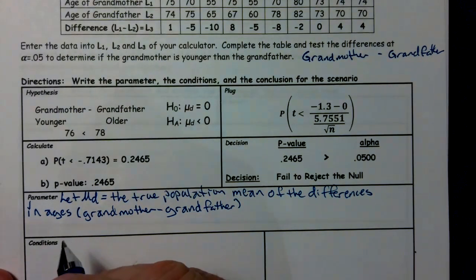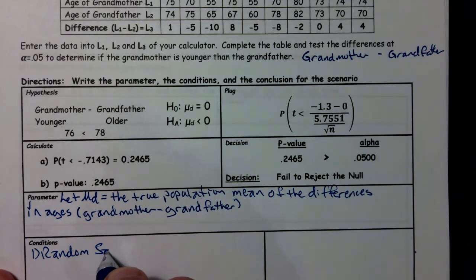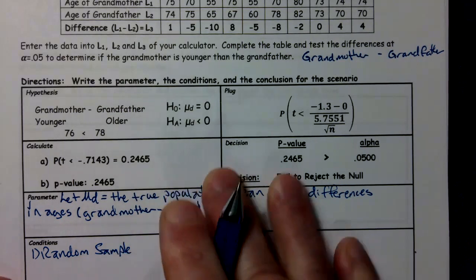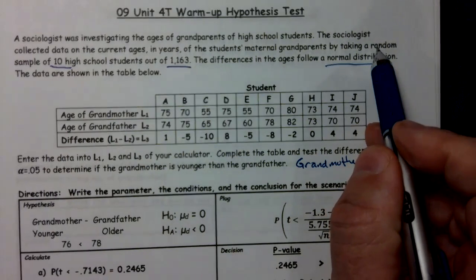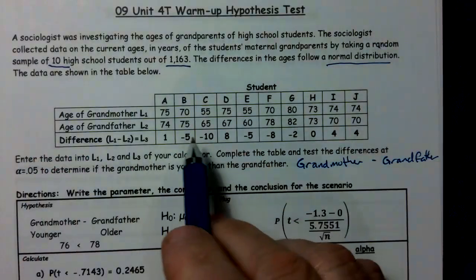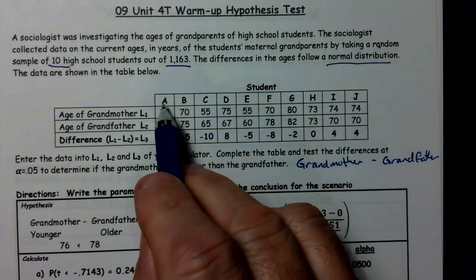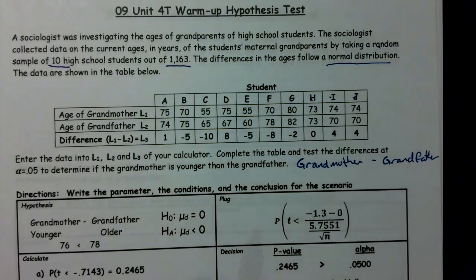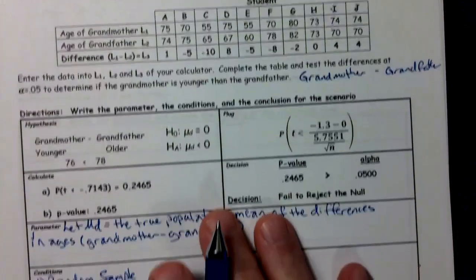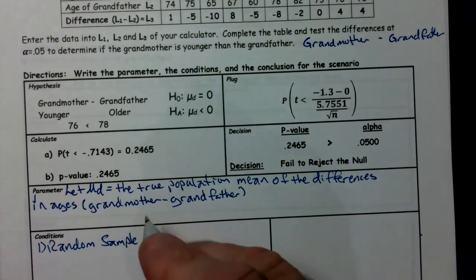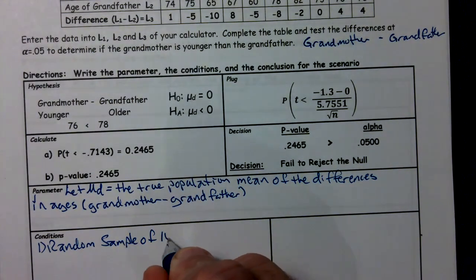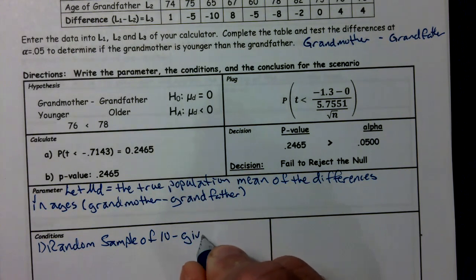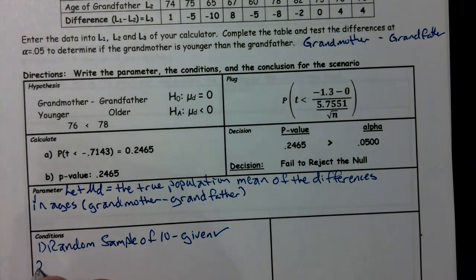Then we need to do our conditions. The first condition is random sample. Well, we need to go back and check. Was it a random sample? So let's go up there and take a look. All right, it said random sample of 10. I see lots of data points, but there are only 1, 2, 3, 4, 5, 6, 7, 8, 9, 10 pairs. So it's the number of pairs, not the number of points. So we have a random sample of 10, and that was given.